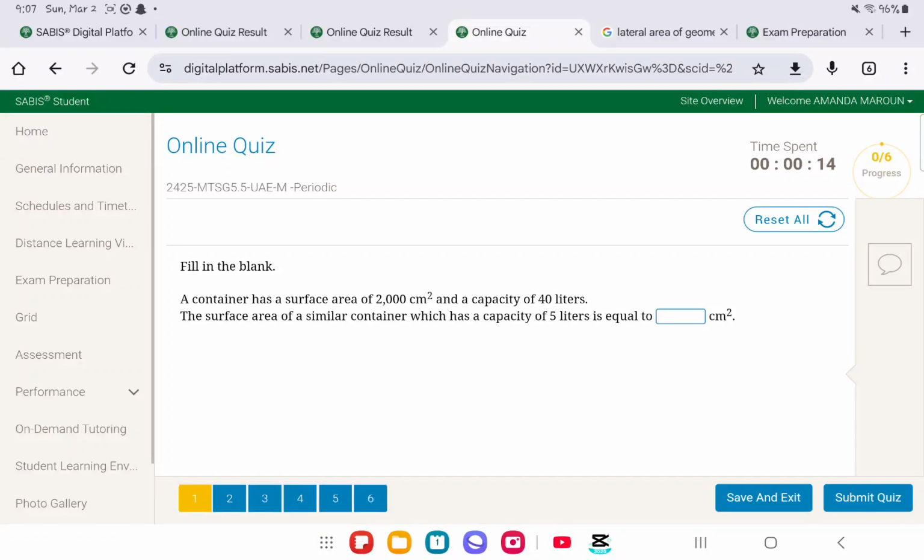So today I'll be explaining the math geometry course practice of section 5.5, which is our last section for the periodic. So let us start with the first question.